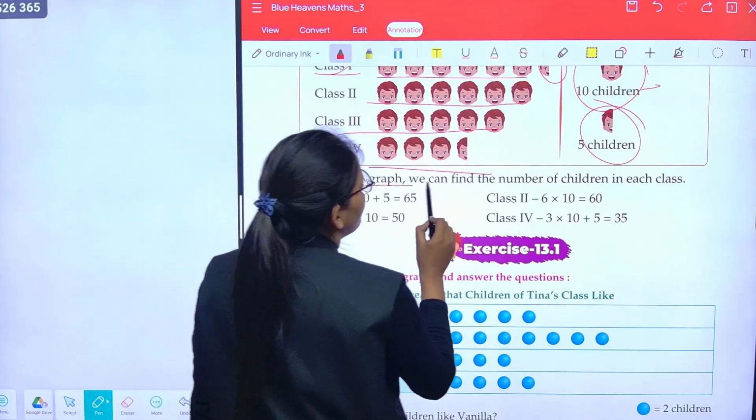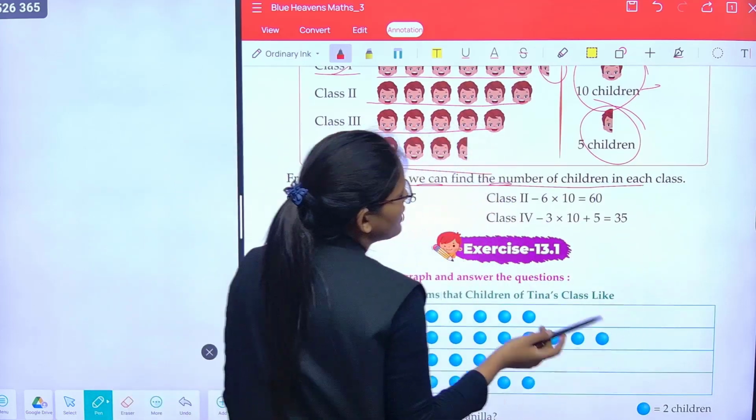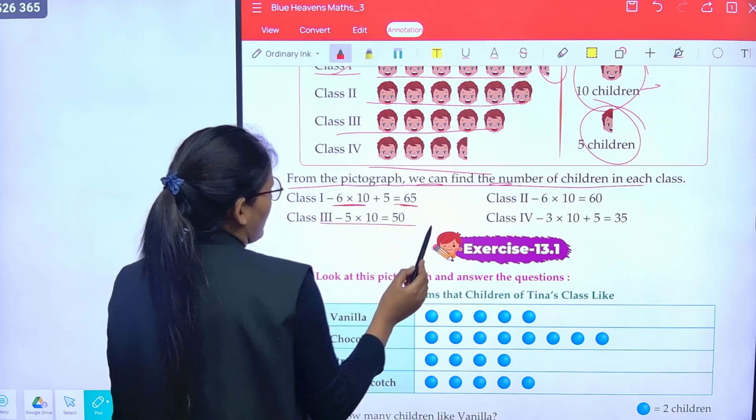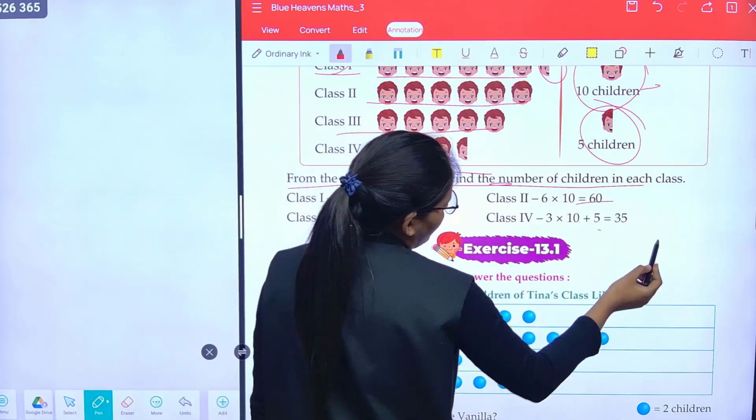From the pictograph, we can find the numbers of children in each class. Now 6 into 10 plus 5, 65, 50, 60, 35.